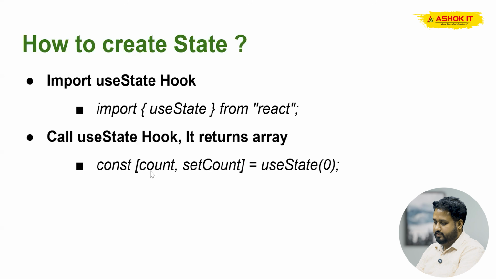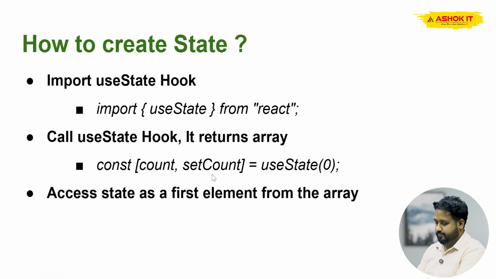Here the first element of that array is your state variable. In this state, if you want to store any default value, then you can pass that data as an argument to useState. If you pass any data as an argument to useState, that data will be stored inside your state variable. So in this array, this is your state variable, and this is your setter function. As I have mentioned, the first element is your state. Okay, let's see this part practically now.